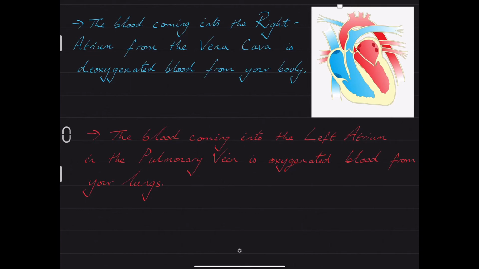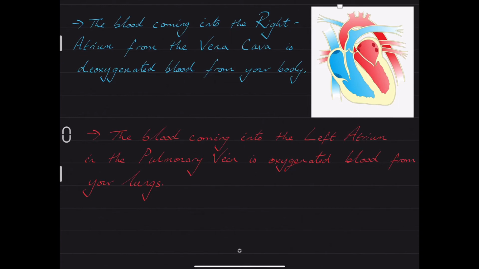Now moving down, if we just look at how the blood fills the right atrium, the blood coming into the right atrium from the vena cava is deoxygenated blood from your body. It's coming via the veins, which are bringing deoxygenated blood from the rest of the body back to your heart, which your heart will then pump to the lungs to be oxygenated again.